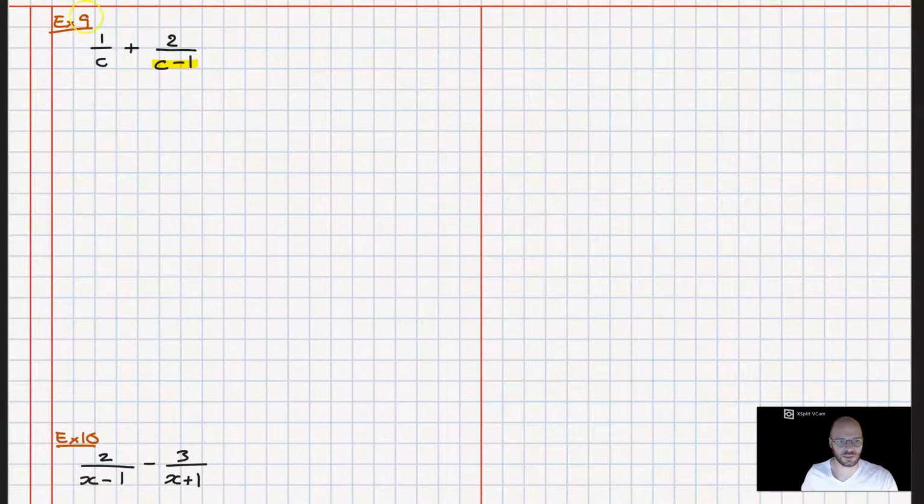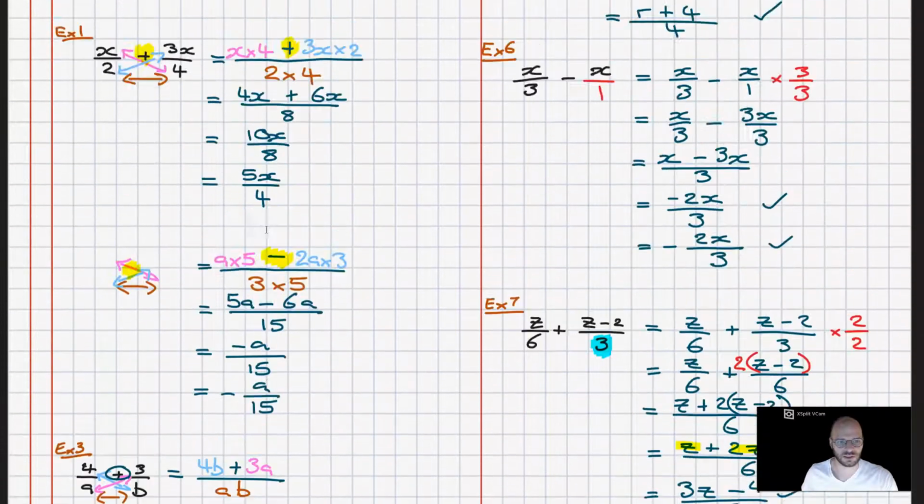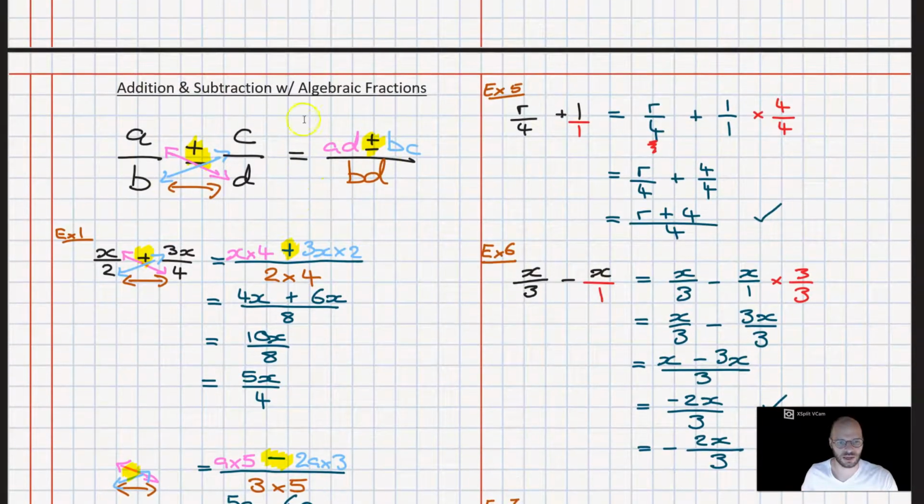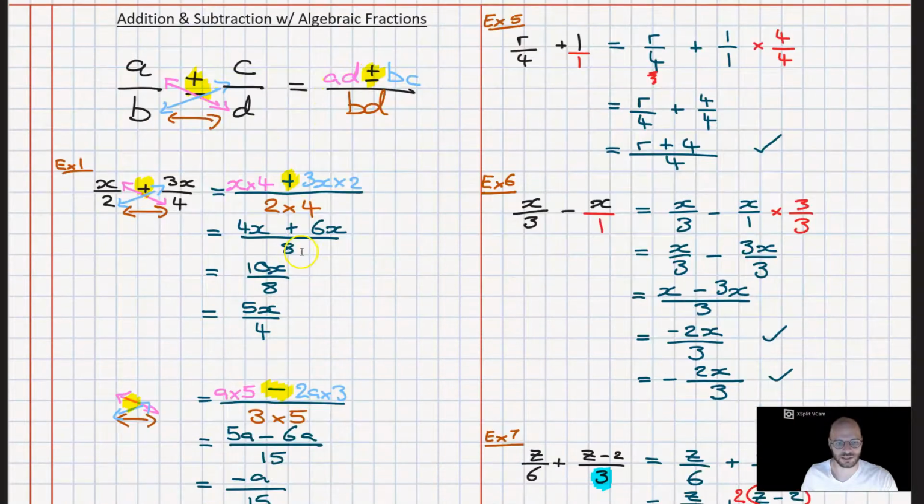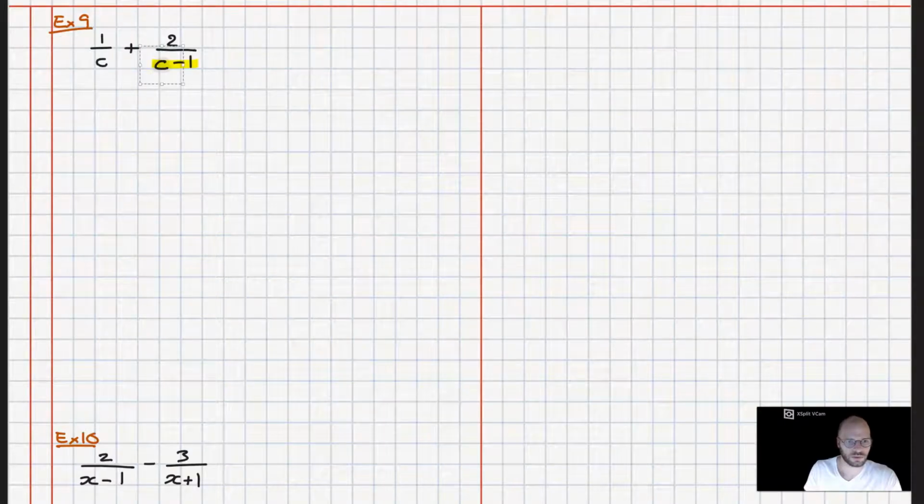Now the way in which we deal with this is we have to use this general rule that we've been using up here. So a over b plus or minus c over d, multiply the two denominators together to get bd, and then you've got to cross multiply the denominators with the numerator, so ad plus or minus bc. So using that method, first thing we need to do is put brackets around the denominator with multiple terms in it.